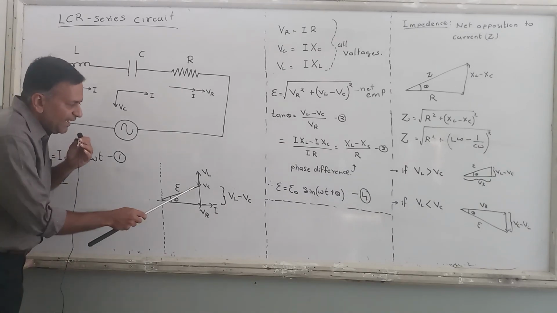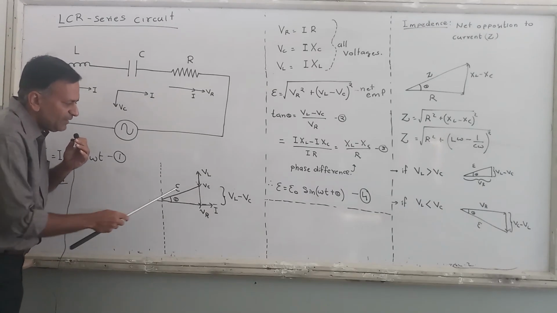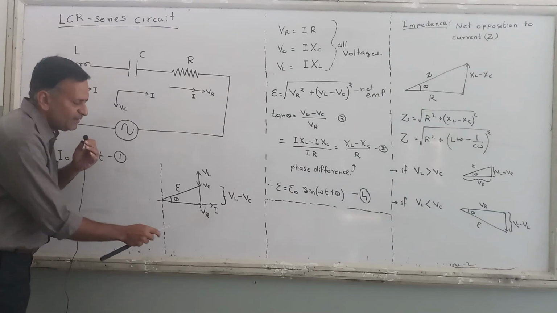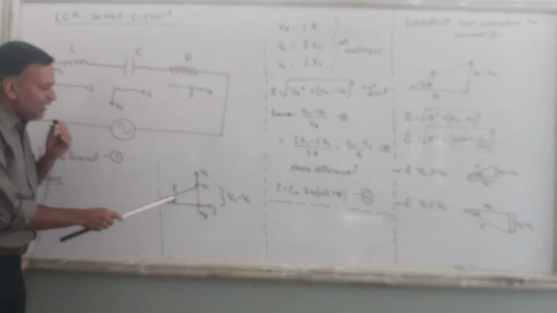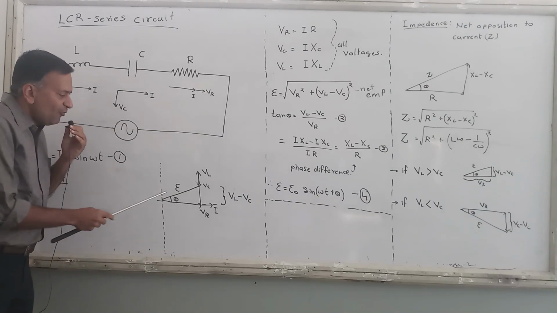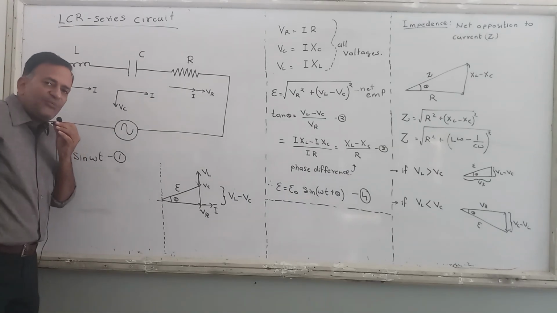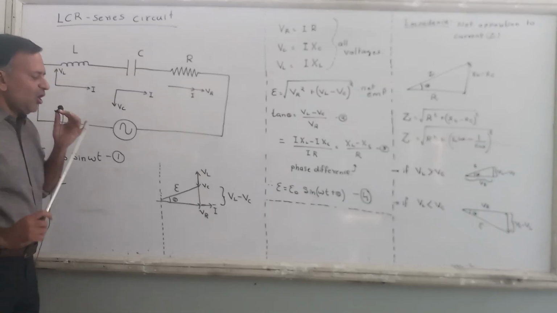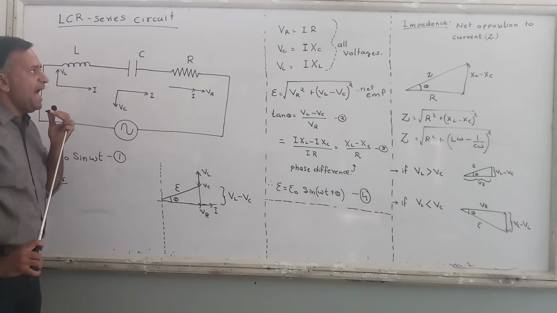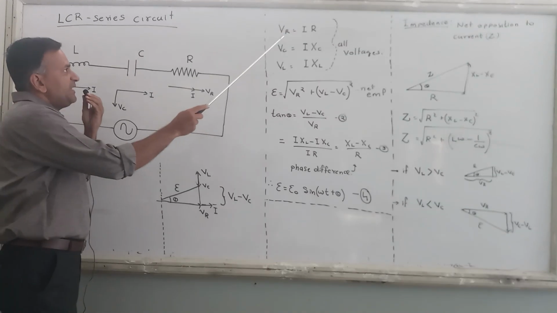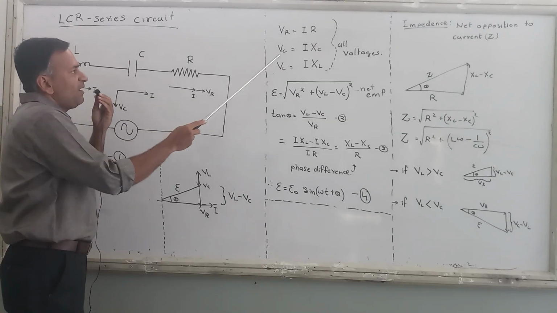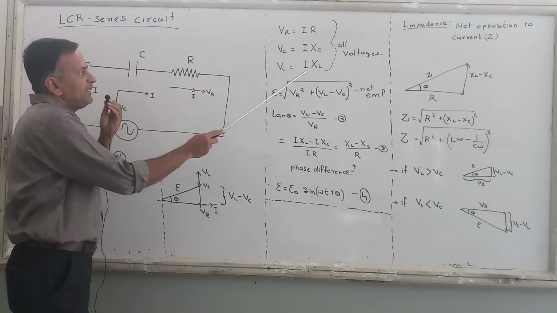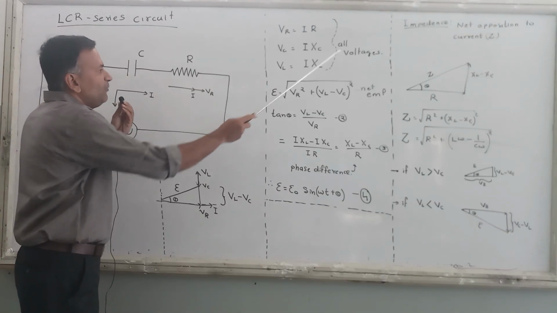Now see, in this triangle, this is the phasor of EMF, this is the phasor of current. I need to find the value of theta. Theta क्या है? Voltage और current के बीच का phase difference है. Alright, so first writing all the voltages. VR, voltage across resistance, is I into R. Voltage across capacitance is I into XC, voltage across inductance is I into XL. These are all the voltages.